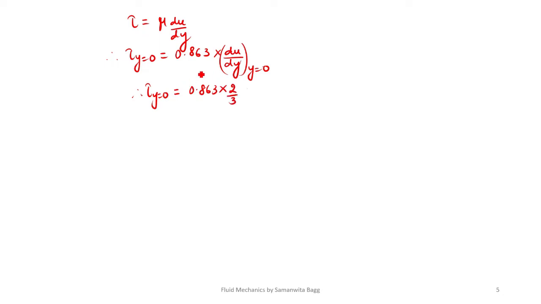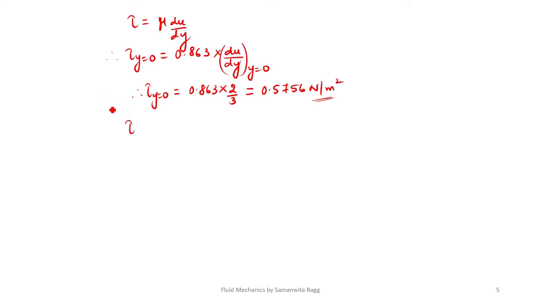Now let's substitute in the equation of tau, that is mu du by dy. So when I calculate tau at y = 0, this will be mu, that is 0.863, into du by dy at y = 0. So therefore tau at y = 0 will be 0.863 into 2 by 3. I get this value as 0.5756 Newton per meter square.